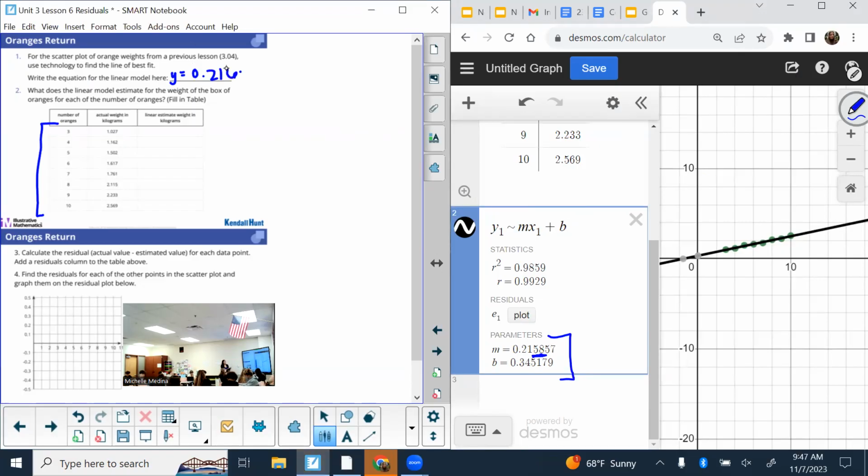0.216, good. So the number to the right of the 5 is 8, so you have to round up. And then for my y-intercept, my b, it's going to be 0.345 or 6.5. All right, that's my linear model.